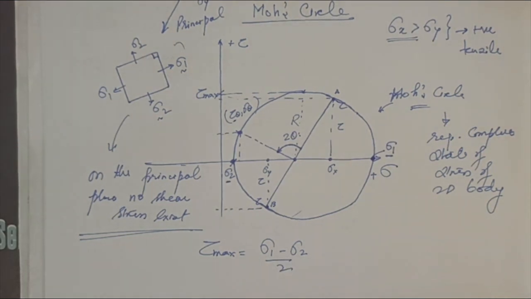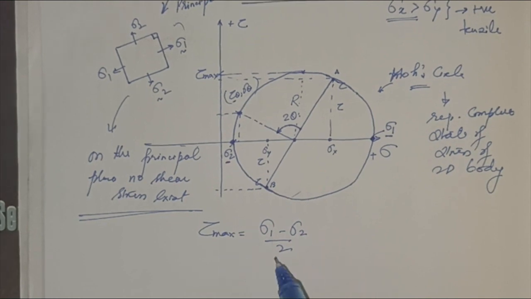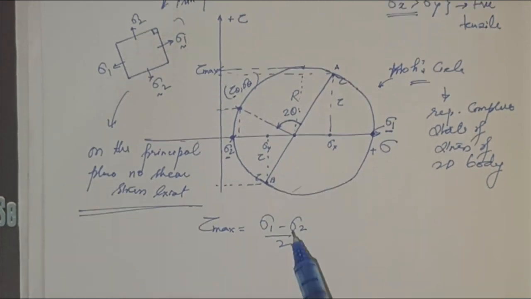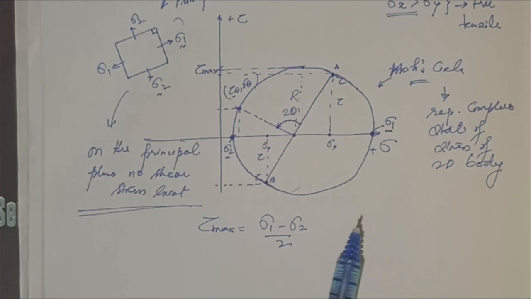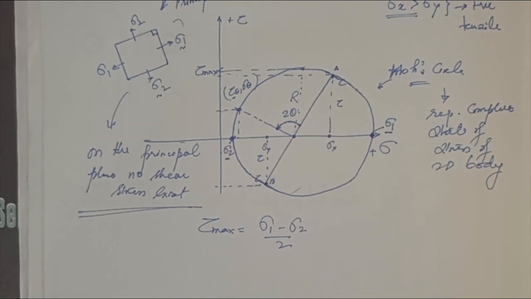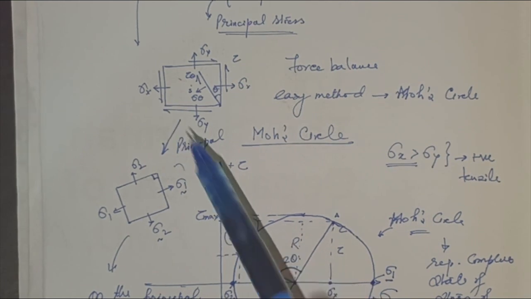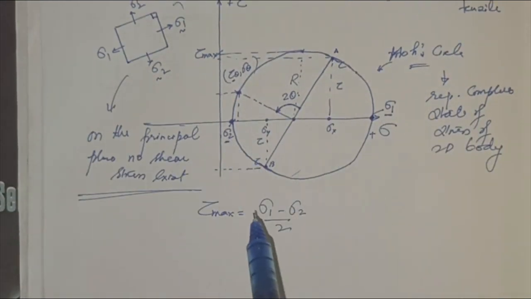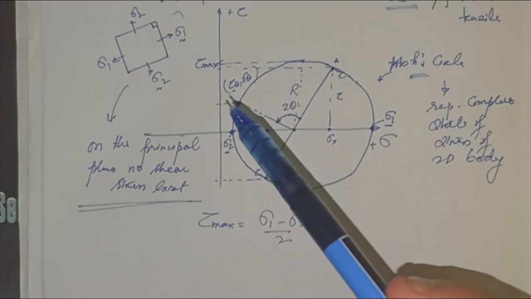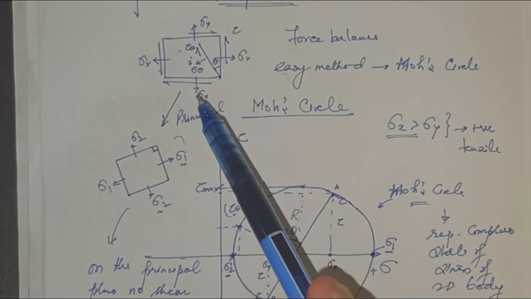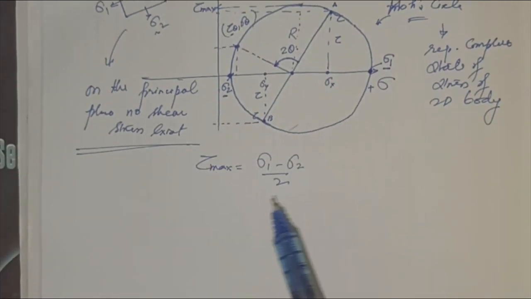This is the radius of the circle in terms of principal stresses. But what will be the radius of the circle in terms of the given stresses? Let's say I don't want to find the principal stresses. I just want to know the maximum shear stress. So I will have only these components, and from these components also I can obtain the maximum shear stress.